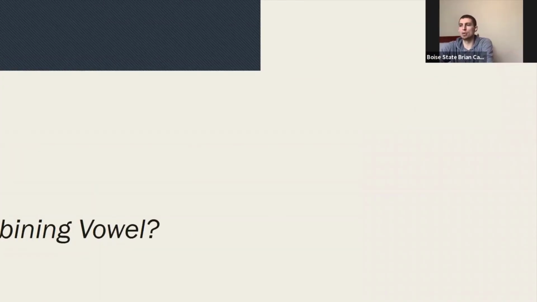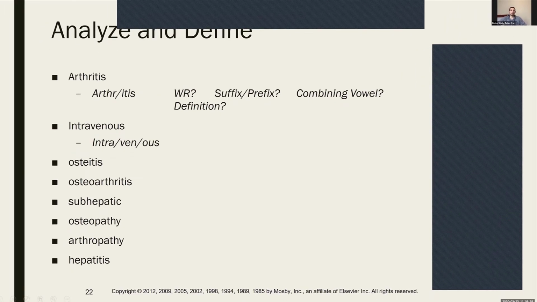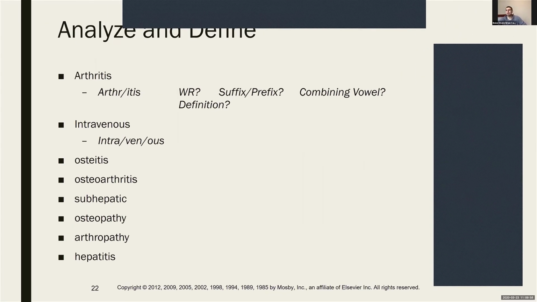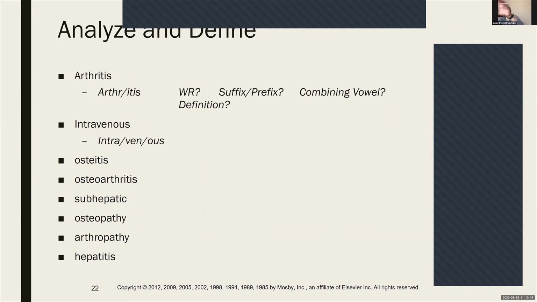So I'm not going to go through this entire section here, but I do want to walk through a couple of these words just to give you an exercise of what this looks like. If you haven't done those exercises in your text yet, this is basically the method that you should be working through them on. So we're going to start off by analyzing and defining a few of these words. And I've just got an example here. So we've got step one, add the slashes. We've taken these words that are here in our list, and now we've said, let's add the slashes.